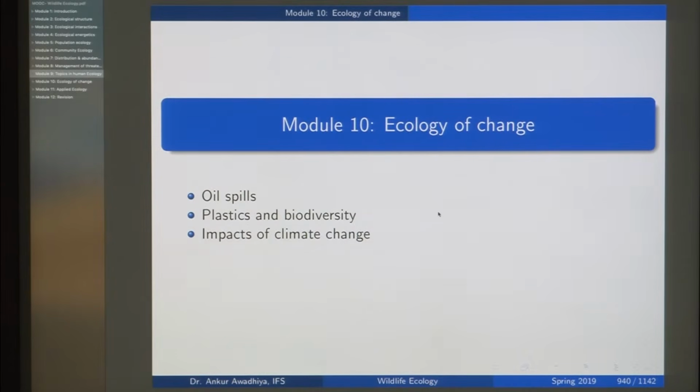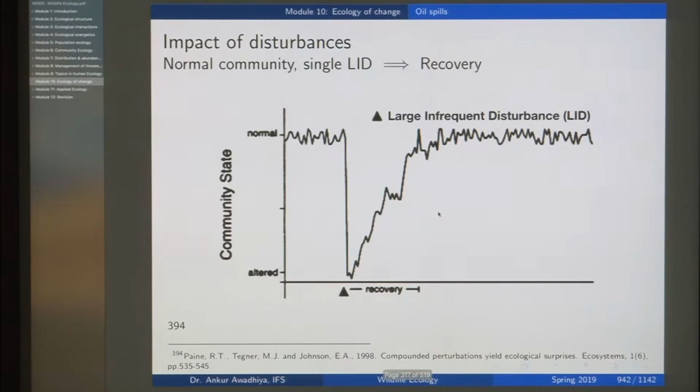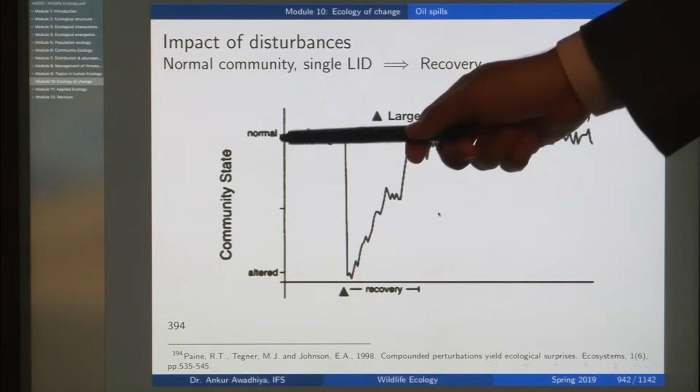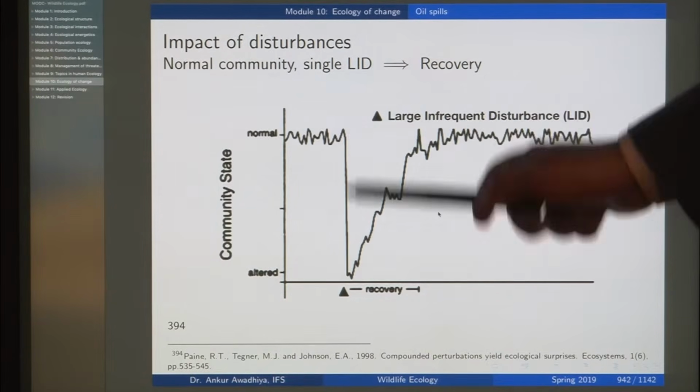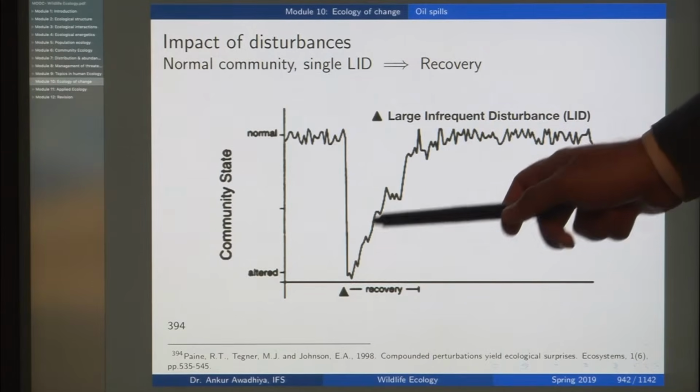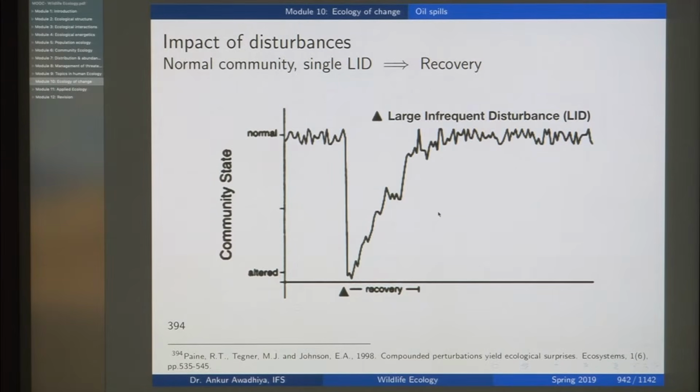Now, in the 10th module, it was ecology of change, where we looked at oil spills, plastics and climate change. So, in the case of oil spill, we began with the impacts of disturbances. So, if you have a large infrequent disturbance in a community that is essentially a normal community, it is a stable community, you give it a large infrequent disturbance and it will be able to recover back.